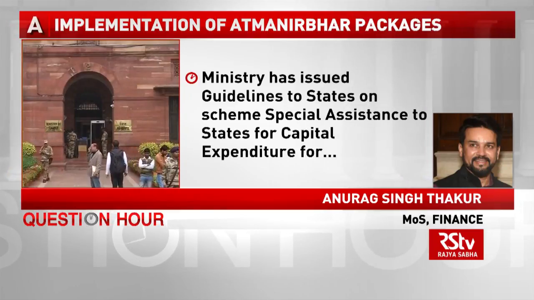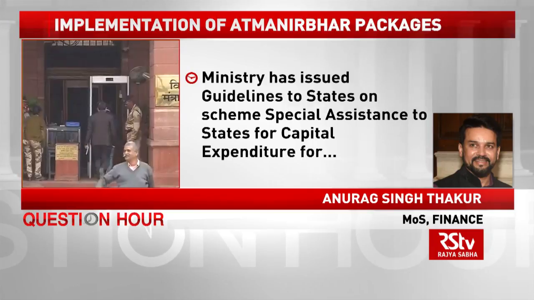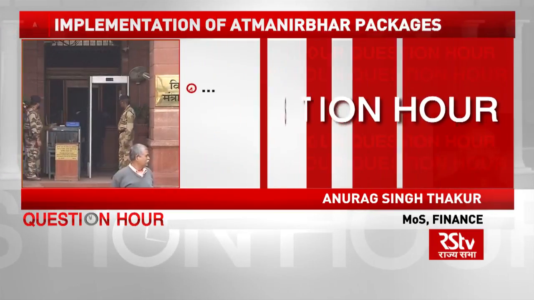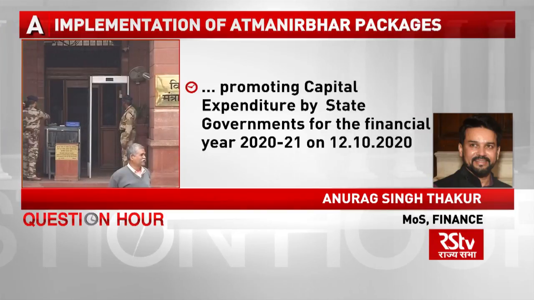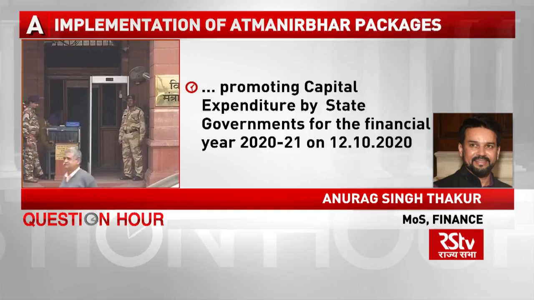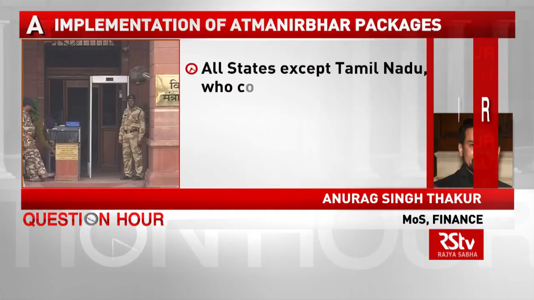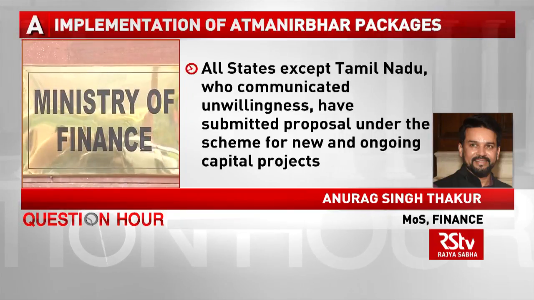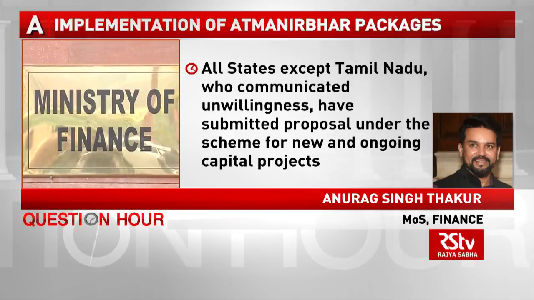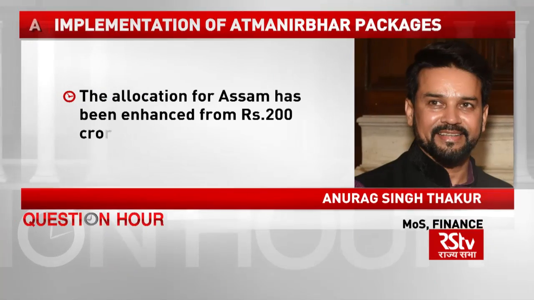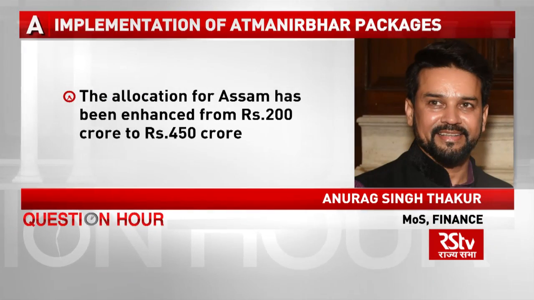The Ministry of Finance issued guidelines to states on the scheme of special assistance to states for capital expenditure, for promoting capital expenditure by state governments for financial year 2021, on 12th of October 2020. All states except Tamil Nadu, which communicated unwillingness, have submitted proposals under the scheme for new and ongoing capital works and projects. The allocation for Assam has been enhanced from Rs 200 crore to Rs 450 crore.